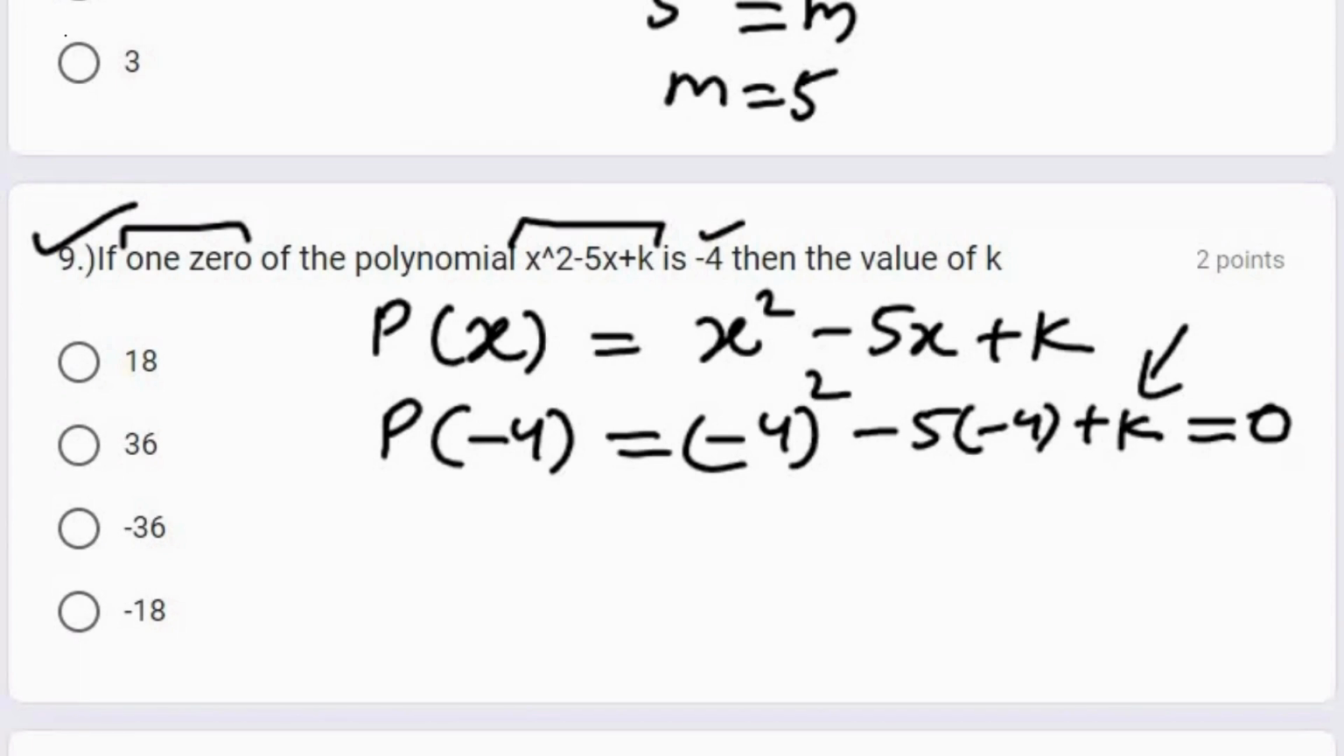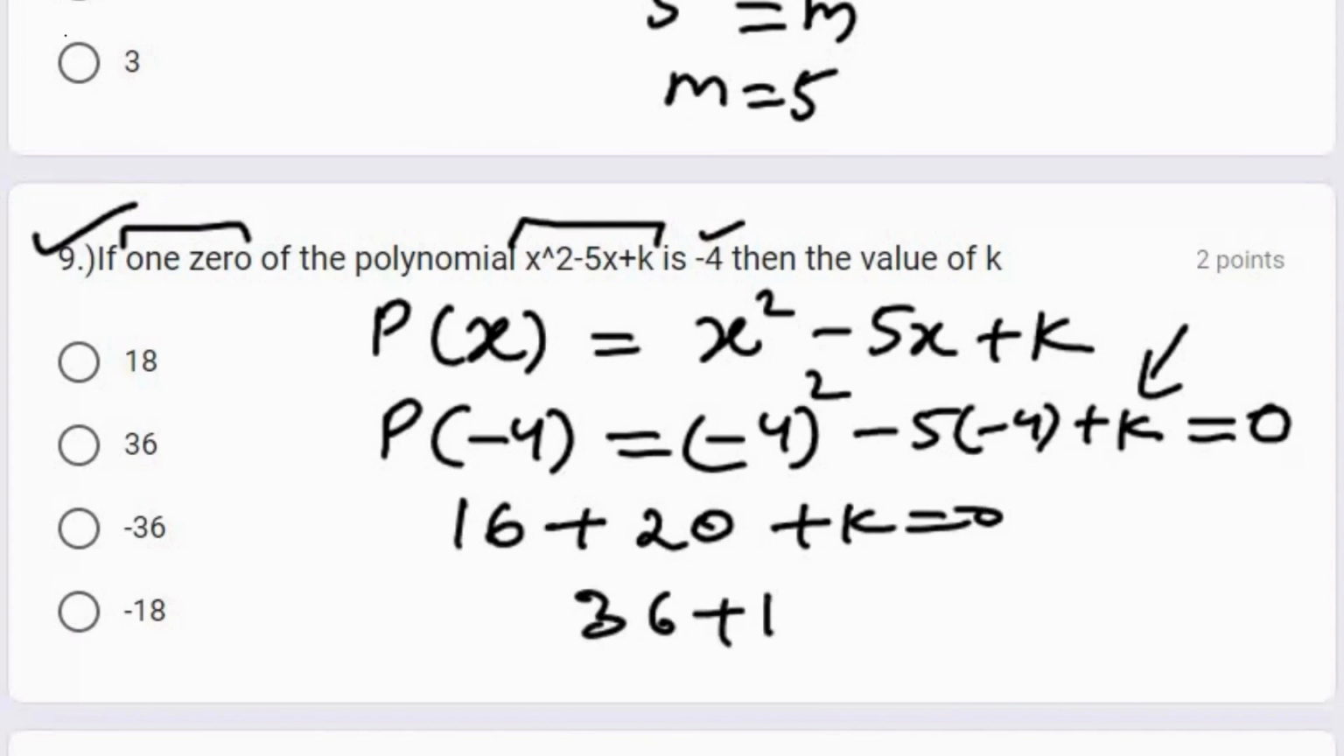So let's solve. Negative 4 square is 16. Negative 5 times negative 4 is plus 20 plus k is 0. So this happens to be 36 plus k is 0. You can transpose 36 and you get k as negative of 36. The third option.